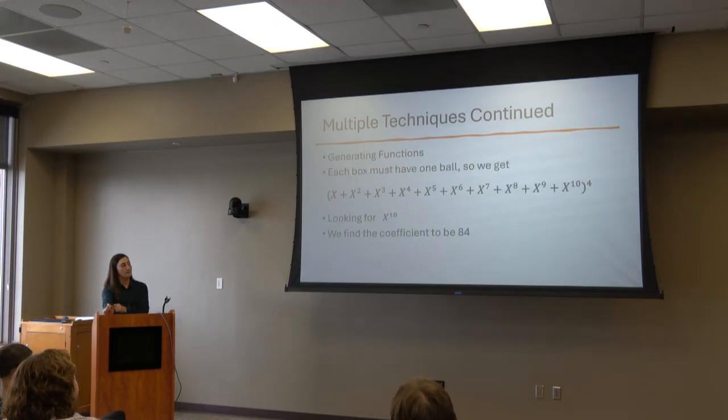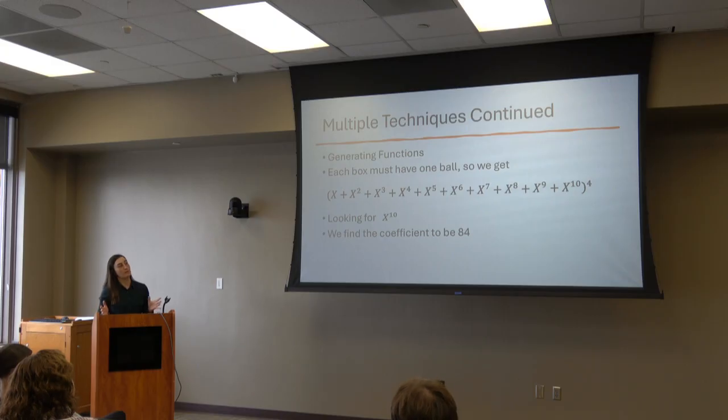And finally, with generating functions, since each box must have one ball because we can't have any boxes empty, we won't have a 1 indicating 0 balls. We also don't really need x to the 10th either, because that would mean that all of the balls are in one box, which would create empty boxes, but it's there for a visual purpose. So for each box, we'll have x plus x squared all the way up to x to the 10th, and then we'll have that to the 4th power because there's 4 boxes.